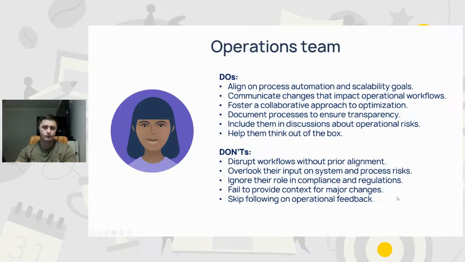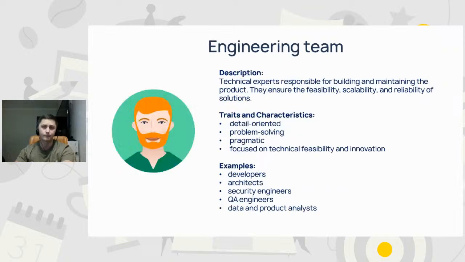Talking about don'ts, don't make radical changes within their workflows and operations without initial alignment with them. Also, don't forget to consult with them on system and process risks. They can give you a lot of useful information which you can consider for your product. And also don't skip following up on operational feedback, because when you introduce changes within the workflows or processes, they may see additional ways how you can automate or simplify them. That is why you should have constant feedback sharing sessions with them.